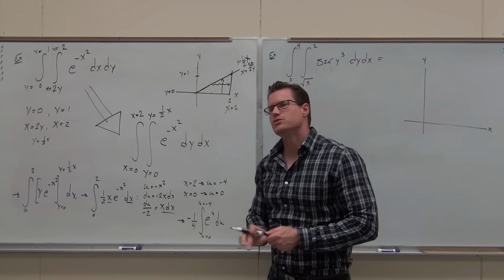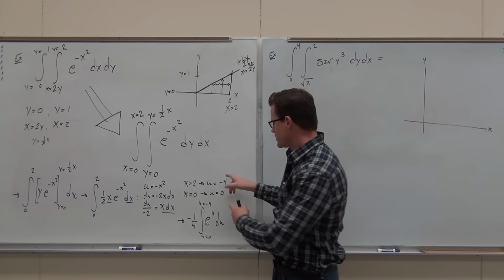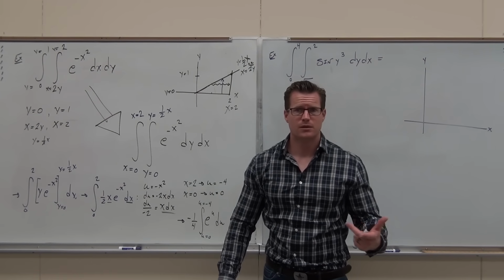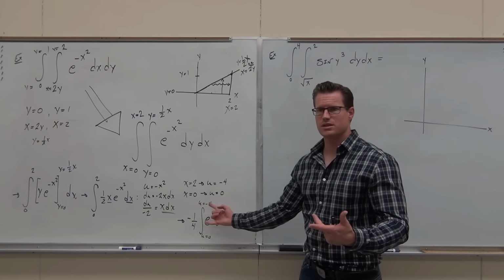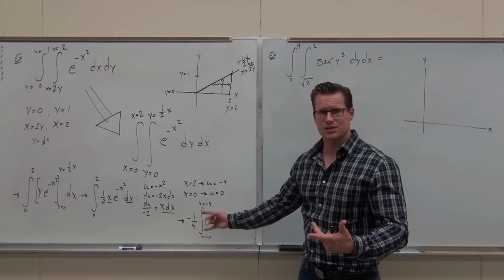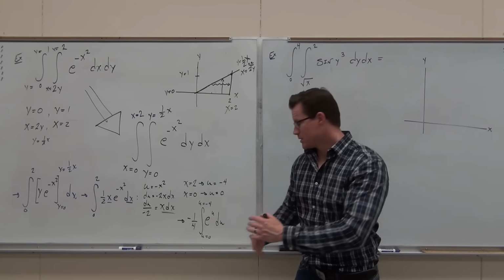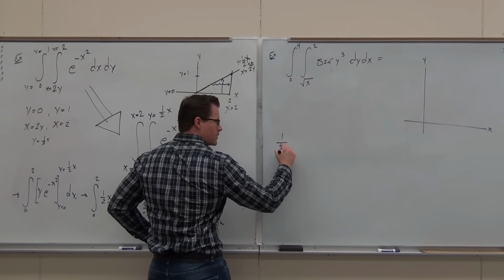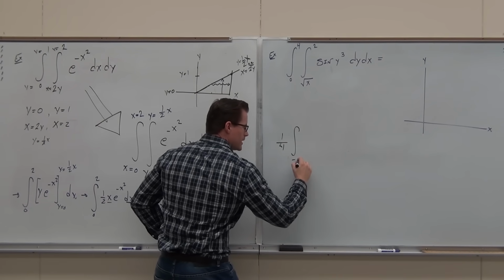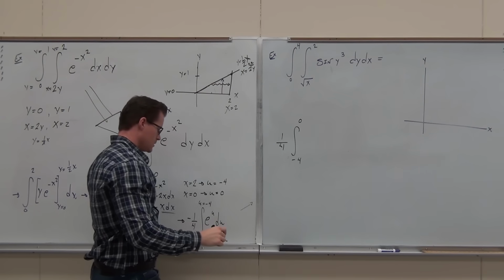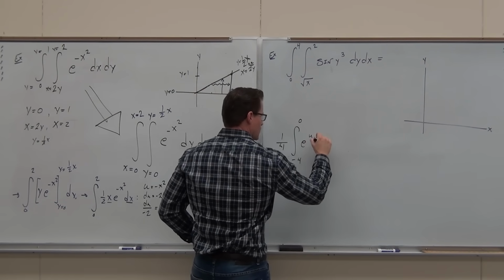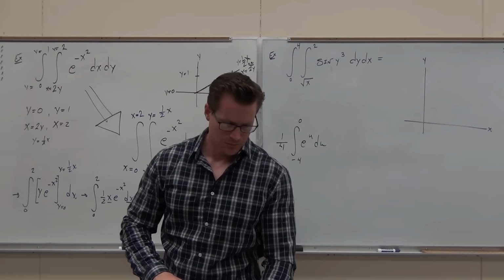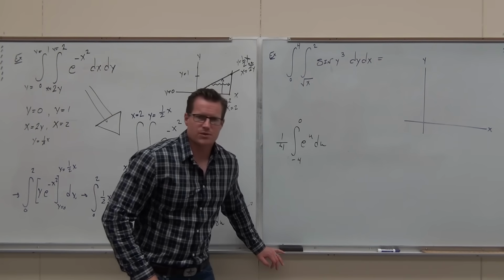Now, the reason why you don't get to just randomly pick where these two guys go, you go, wait a minute, negative's got to go down there. Well, you're right. But I can always switch these. If I switch the bounds, it changes the sign of the integral, though. So I could change this to positive 1/4 integral from negative 4 to 0 of e to the u du. I can do stuff like that. You guys okay with that one?